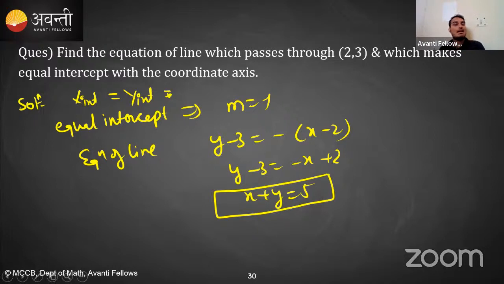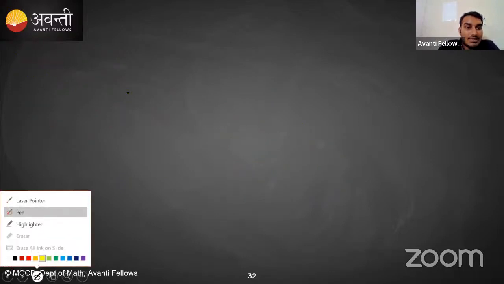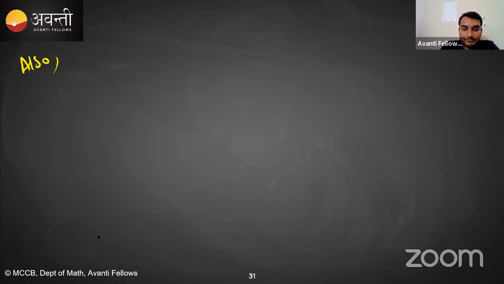So look, most of the students, what will they do? They will give me this answer only, which is an incomplete answer. Okay, this is not the full answer. Why? The question has said that the line is making equal intercepts. So if the x and y intercepts are also 0, then also it is an equal intercept. Yes or no? Also, the line can pass through the origin.